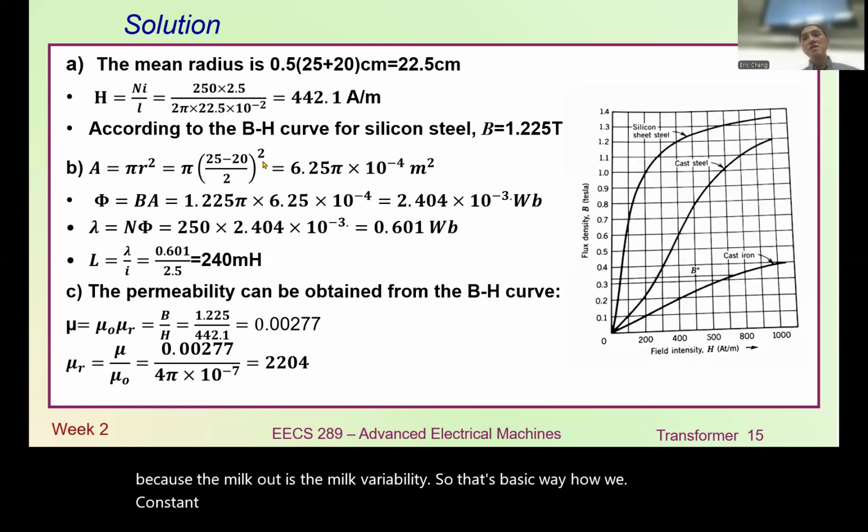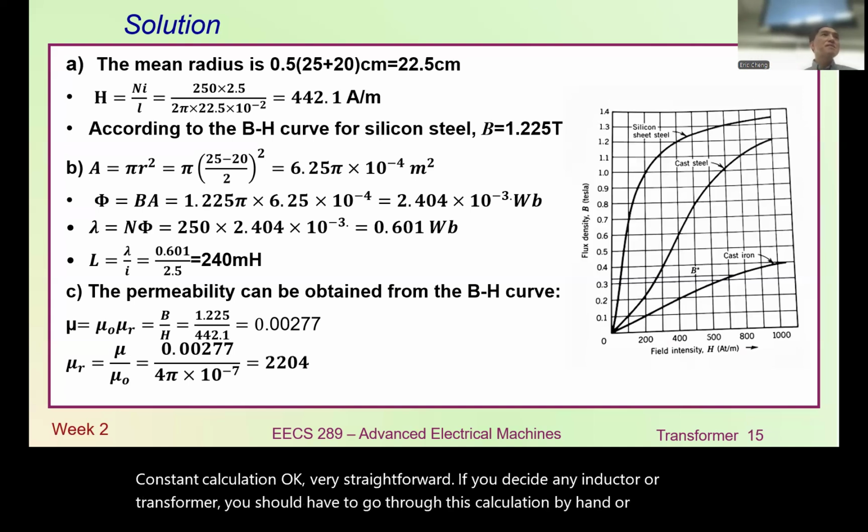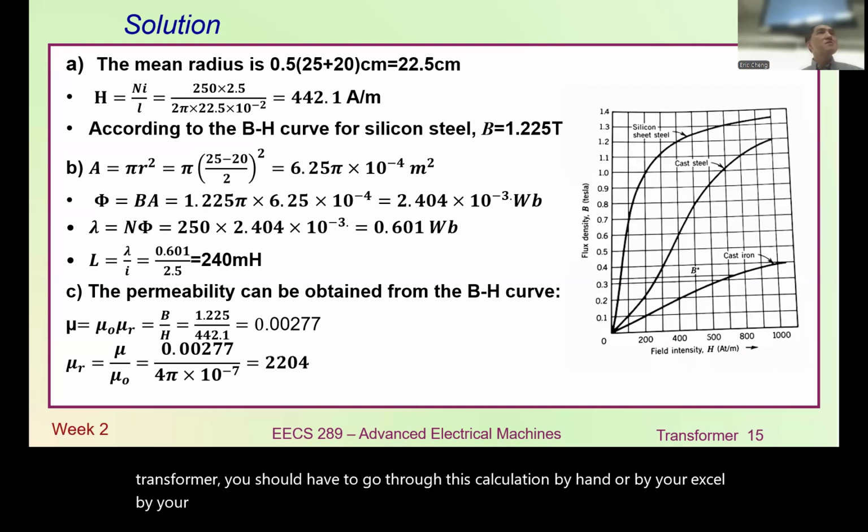Very straightforward. If you design any inductor or transformer, we usually have to go through this calculation by hand, or by Excel, by your computer, to do the design calculation. That's a really basic equation, how we actually design an inductor or transformer.